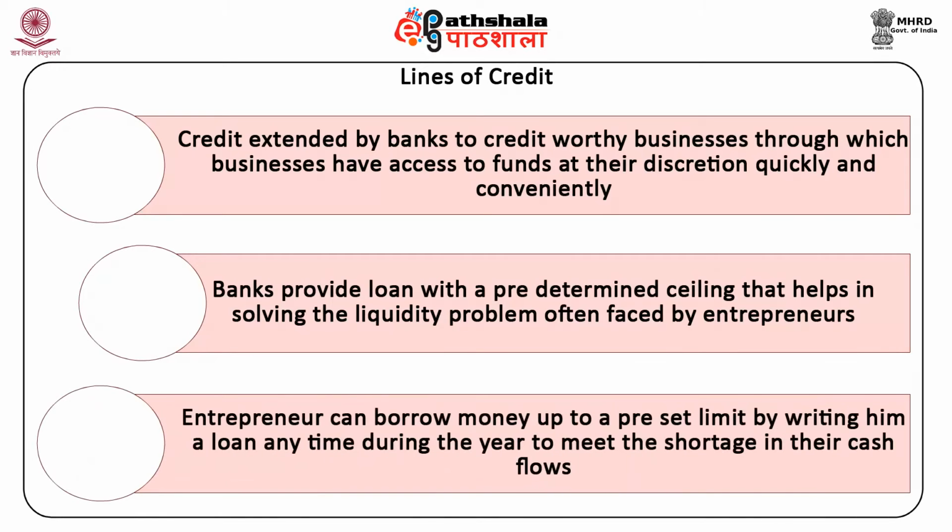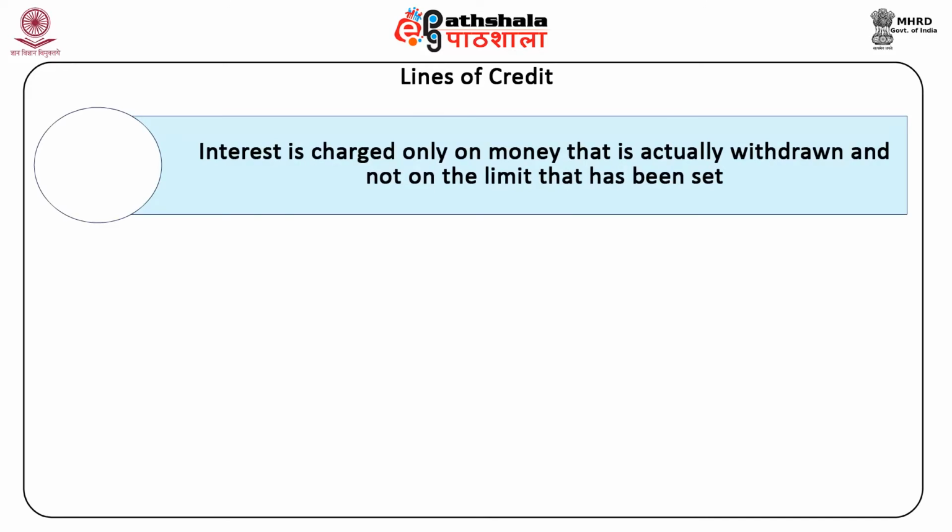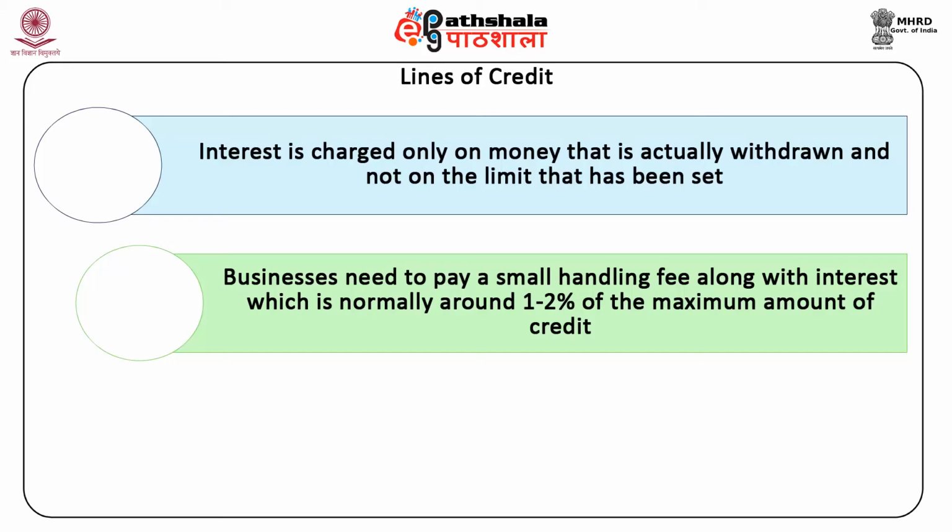The entrepreneur can borrow money up to a preset limit by drawing on the loan anytime during the year to meet the shortage in the cash flows. The interest is charged only on money that is actually withdrawn and not on the limit that has been set. However, businesses need to pay a small handling fee along with interest, which is normally around 1 to 2% of the maximum amount of credit.